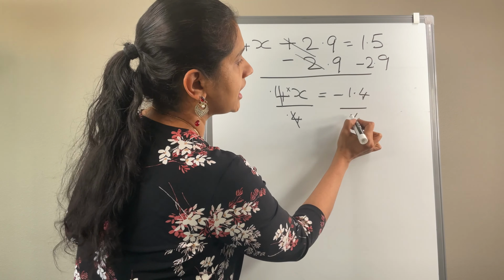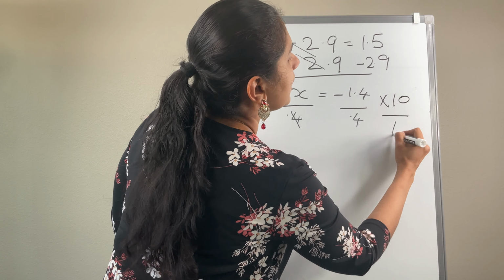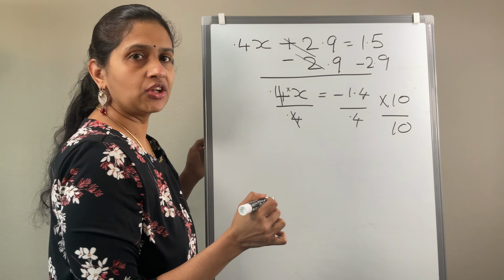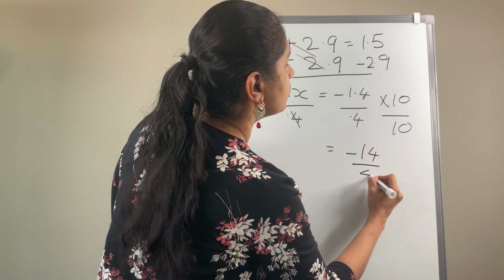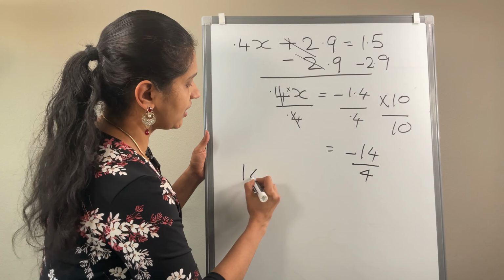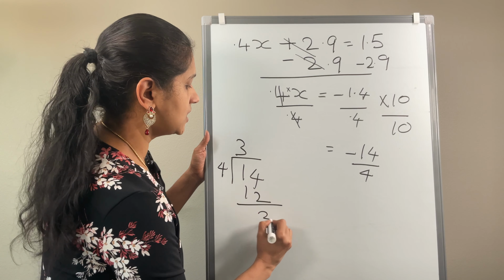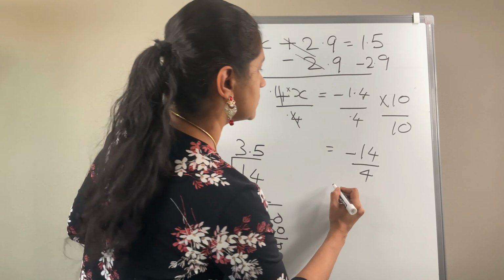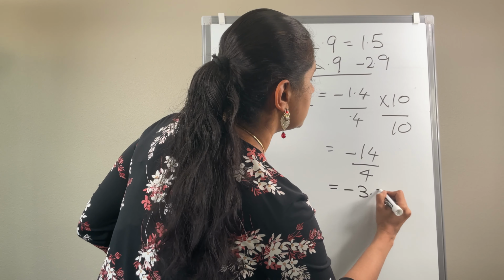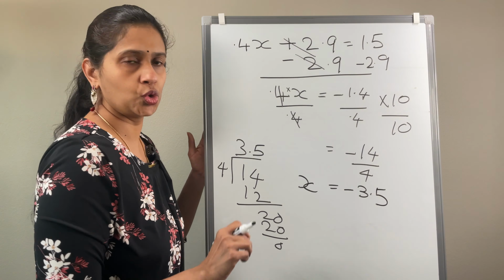So let us take this decimal out. For that we need to multiply 10 on both the denominator and the numerator. So as a result of it, you will get minus 14 divided by 4. Now let us divide 14 by 4. It goes 3 times, 12, 20. 4 fives are 20, so 3.5. So that is going to be minus 3.5. So x equal to minus 3.5 is going to be the solution.